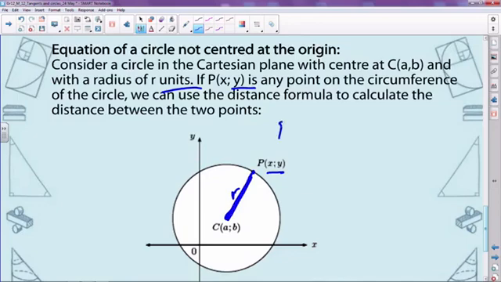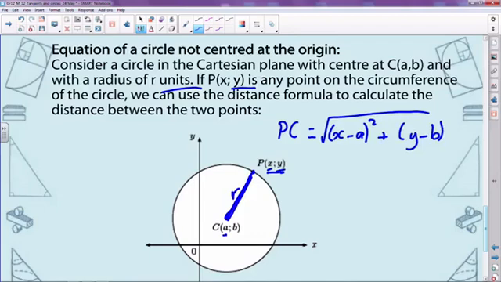We know using the distance formula, PC, that distance, is going to be the square root of x minus a squared. Okay, so that's my x coordinate at P minus my x coordinate at C, plus y minus b squared. So that's the y coordinate at P minus the y coordinate at C. So this is going to give me PC. Okay, well, let's just leave it at that point. We don't want to simplify that any further. So we've got PC is equal to the square root of x minus a squared plus y minus b squared.